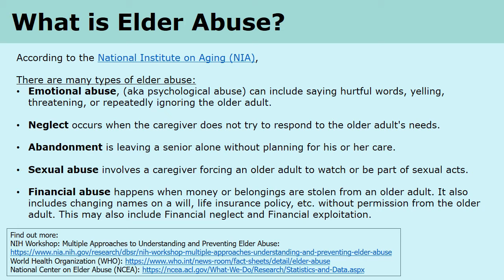To find out more, you can visit the National Institute on Aging's site. We have hyperlinked that site in this slide. And we've also provided some other resources from the National Institutes of Health. There are various workshops available, so we provided a link to one, as well as the World Health Organization details on elder abuse, and a link to the National Center on Elder Abuse.